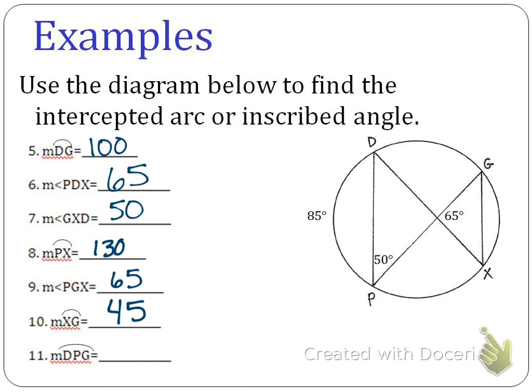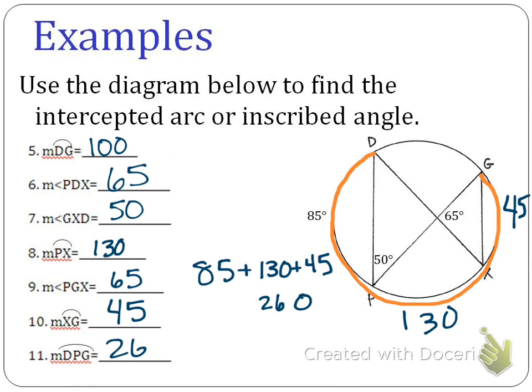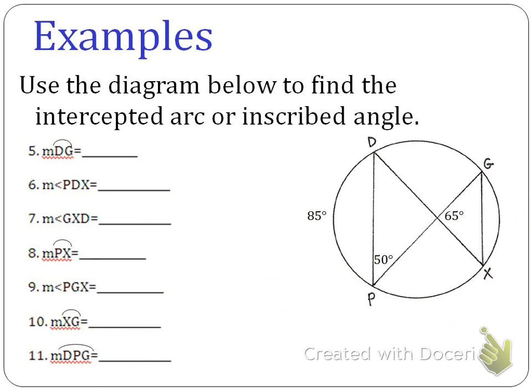To find the last one, we'll use the same idea. In order to find arc DPG, we will have to take 360 and subtract. Well, I guess we don't. We could take 85 plus 130 plus the arc that we just found, 45. That would give us the answer. We get a measure of 260.